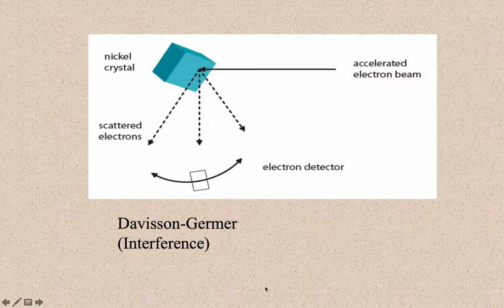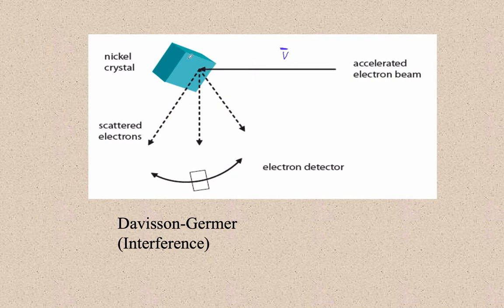The first experiment that confirmed this, though there have been many that have confirmed the notion that electrons can be particles and waves, is they take an accelerated electron beam. All of these have exactly the same velocity. This is, by the way, called a particle laser. If they have the same velocity, they therefore have the same momentum and therefore the same wavelength. And so they've shown this on a nickel crystal.